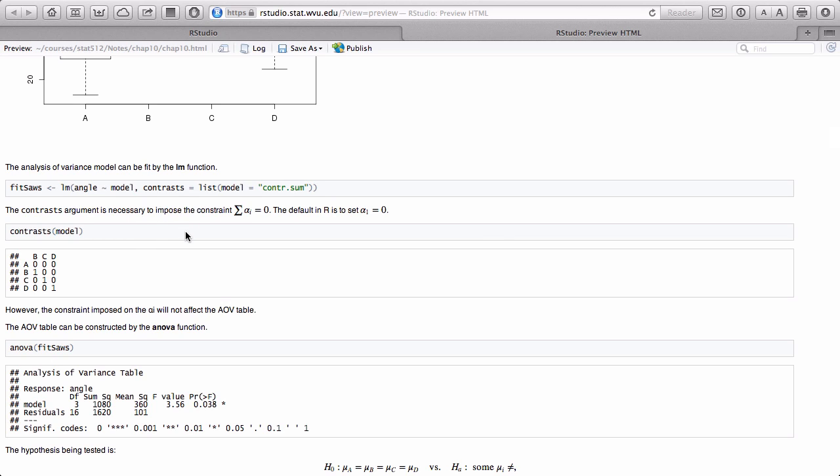Now, just to review again, the sum of alpha sub i equals 0. When I did the fit.sols, I specified that the contrast would be defined by contrast.sum, and contrast.sum gives the sum of the alpha sub i equals 0. That's not the default. If I would not have had that contrast argument, by default it would have said alpha 1 equals 0, and that's sort of a global default you get unless you specify otherwise.